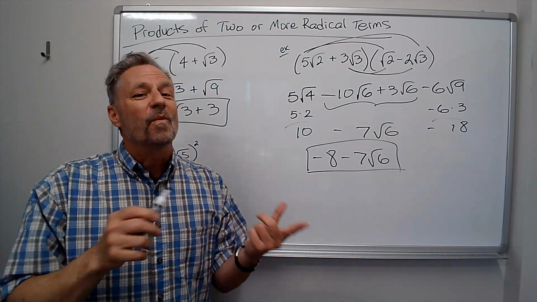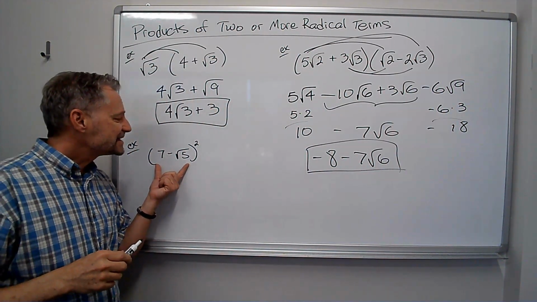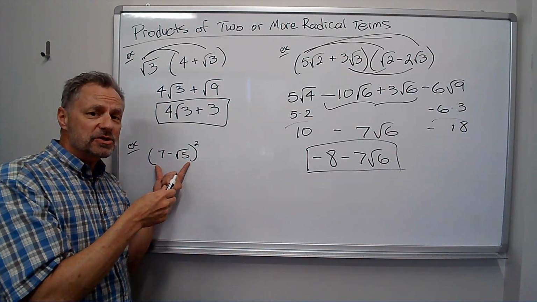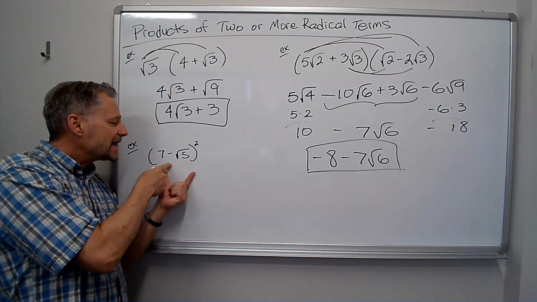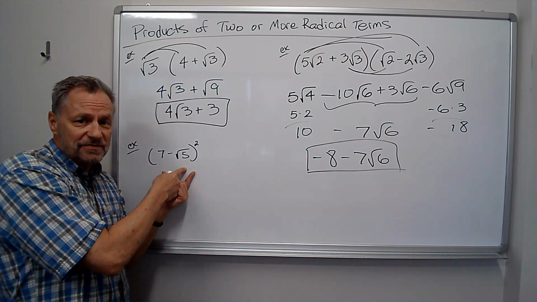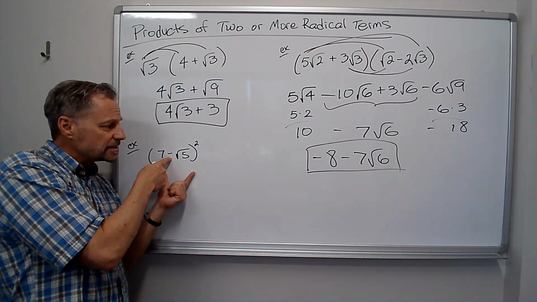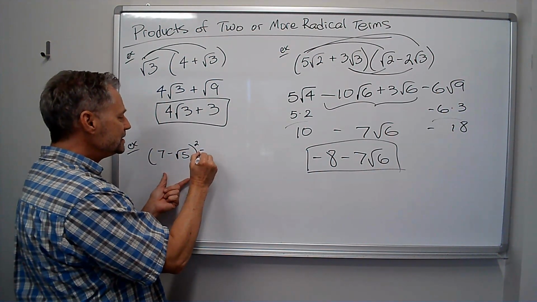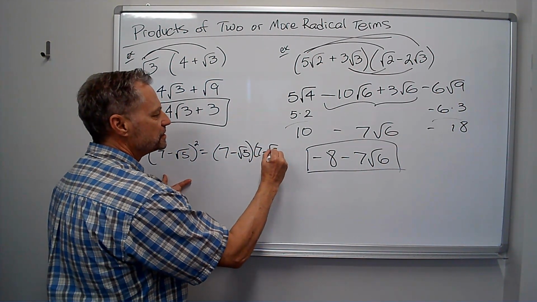All right, one last problem I want to do, and it tricks students up sometimes. I've got 7 minus the square root of 5 quantity squared. Some students like to say, oh, it's that squared and that squared. It's 49 minus 5. No, it's not 49 minus 5. I can't distribute an exponent across addition or subtraction. I have to FOIL this out. This really means 7 minus root 5 times 7 minus root 5.